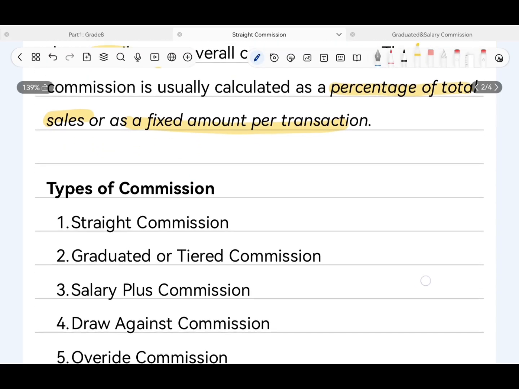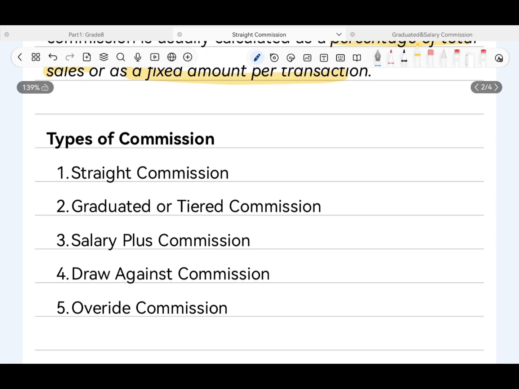So, we have here the types of commission. So, we have 5. First, we have here the straight commission. Second, graduated or tiered commission. Third, salary plus commission. Fourth, we have draw against commission. And we have override commission. So, for this video, we will only focus on the first two types of commission, which are the straight commission and graduated or tiered commission.